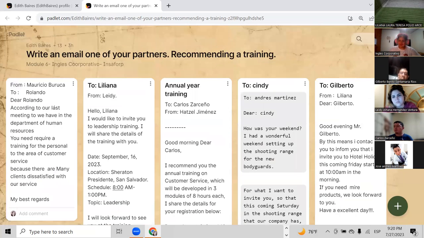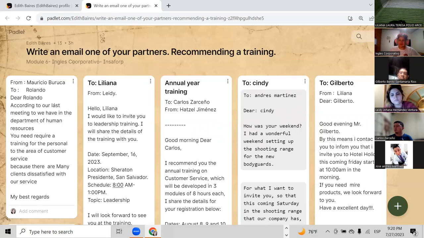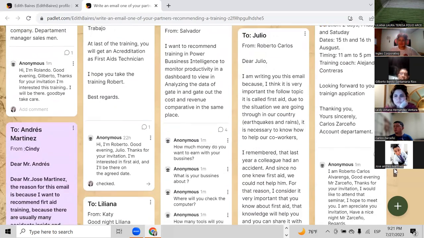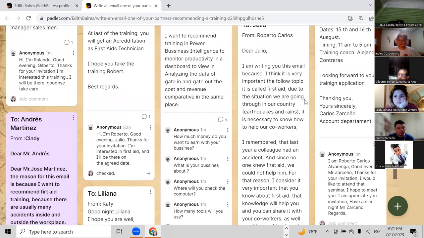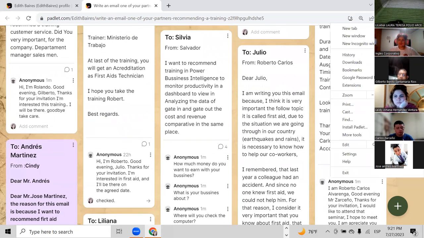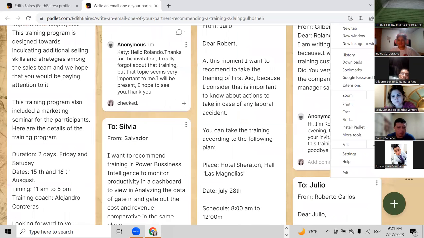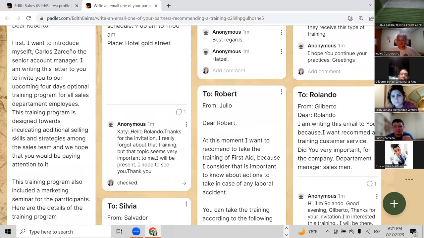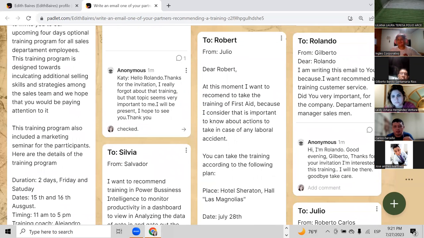Okay, Robert, you will be the first one. So you said that you received one from Julio, right? Here is the one that you received. And you received one from Carlos, but Carlos, I don't know what happened with your email. It got lost. I think I didn't hit delete, teacher. No. It's below, teacher, below. Okay, we'll see. On the right side, below.